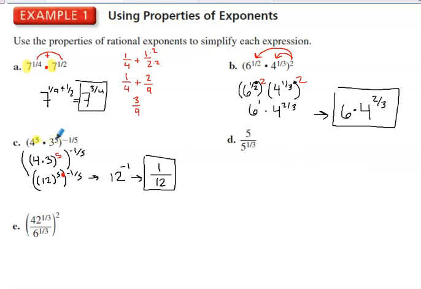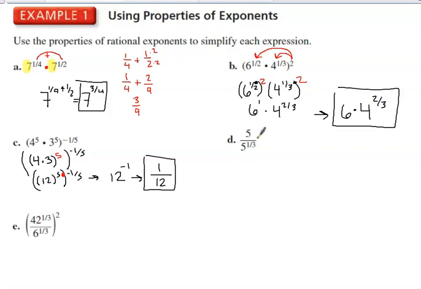Again, since we have the same exponent, we were able to pull the 5 out. And then we can go ahead and multiply our exponents together. And we can multiply the 4 and the 3 together. That's how we got 12 to the -1. And a negative exponent just means we drop the 12 to the bottom of a fraction.